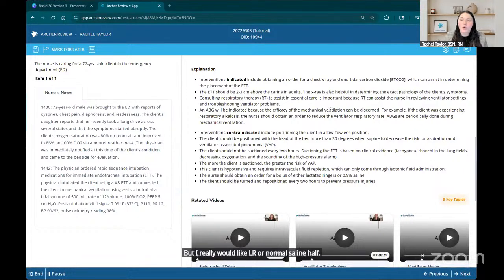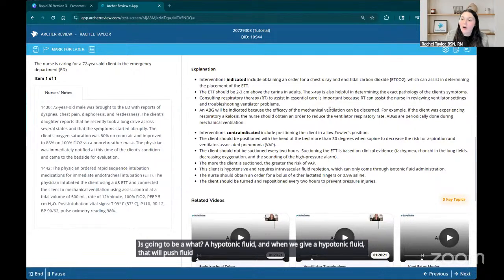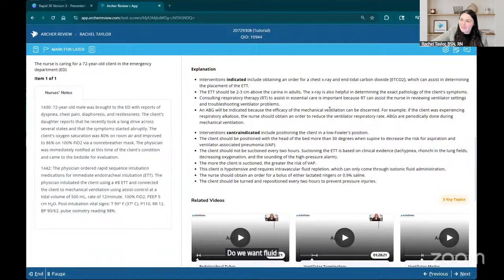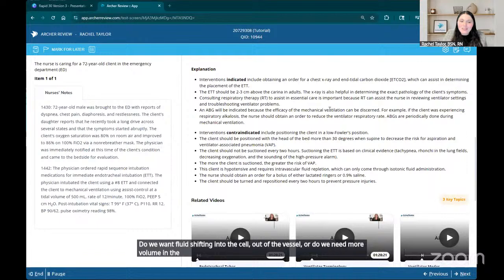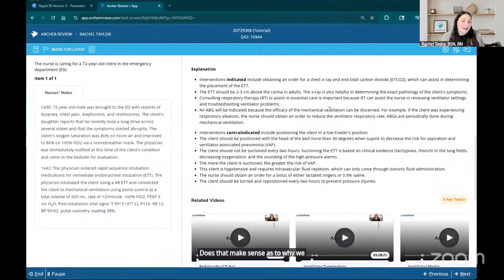Half is going to be a what? A hypotonic fluid. And when we give a hypotonic fluid, that will push fluid into the cell out of the vessel. Do we want fluid shifting into the cell out of the vessel, or do we need more volume in the vessel? We need the volume in the vessel. That's why we're not giving the half NS. Does that make sense as to why we wouldn't give a hypotonic solution? Awesome. I'm seeing yeses. Let's move on to the next question.